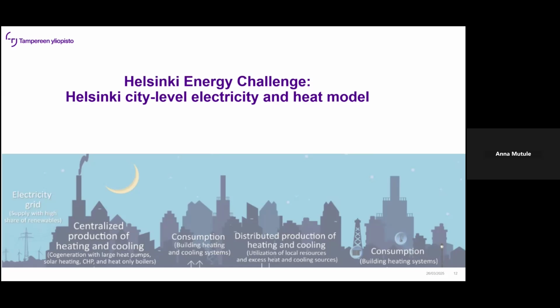by 2035. The model includes centralized and distributed production of heating and cooling, also electricity grid interaction, and various types of consumption from large buildings to individual houses. It also provides a detailed view of how the local energy system can be transformed to reduce emissions, still maintaining reliable and affordable energy services.